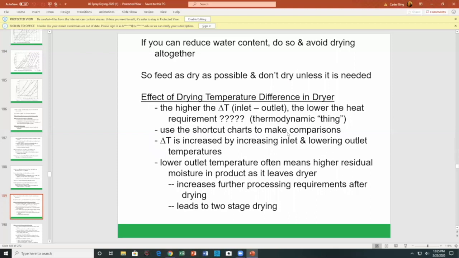I use shortcut charts to make comparisons. Delta T is increased by increasing inlet and lowering outlet temperature. Lower outlet means higher residual moisture as the product leaves, which increases further process requirements after drying. Maybe, maybe not. You may be able to use that moisture to advantage. You may wish to sell that moisture, so it becomes part of the sale weight.